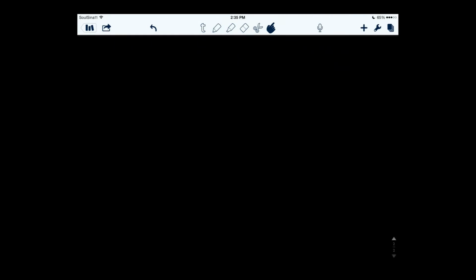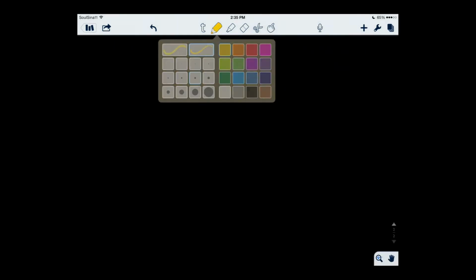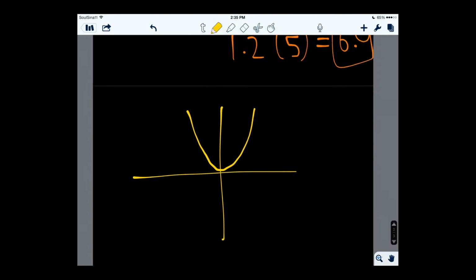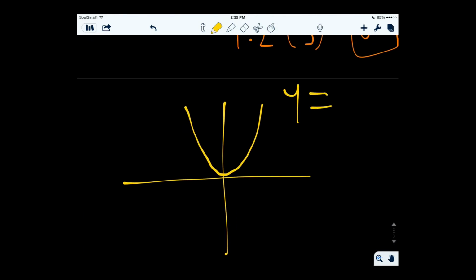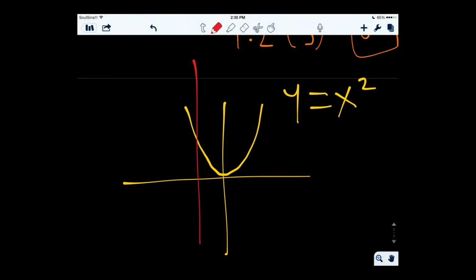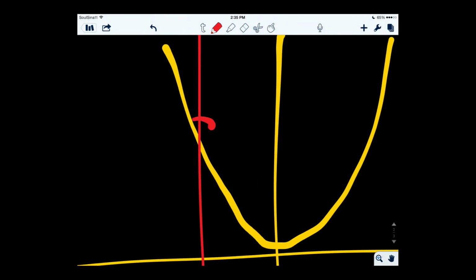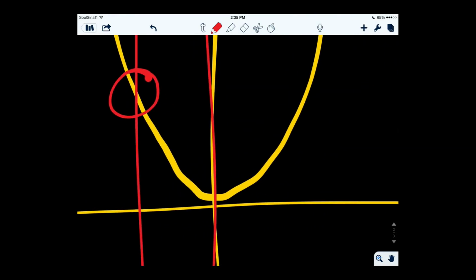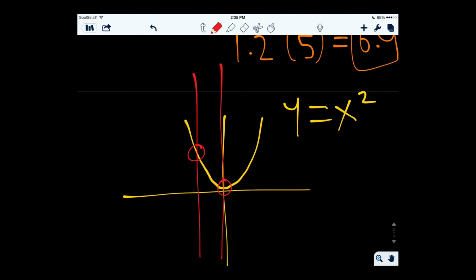Graphically, a function must pass the vertical line test. So this right here is the graph y equals x squared. We know this is a function because if we draw vertical lines, it intersects the graph at only one point. If we draw another one, 1 point. If we draw another one, 1 point.